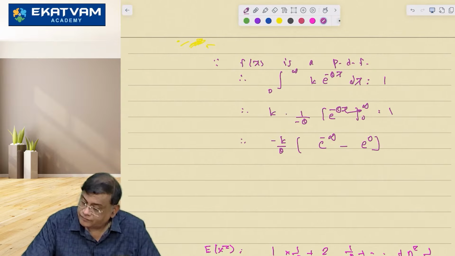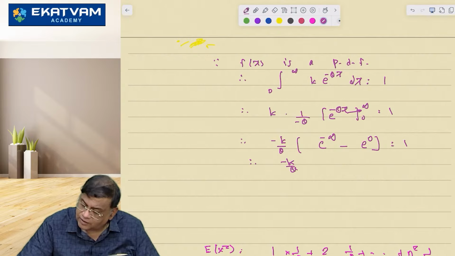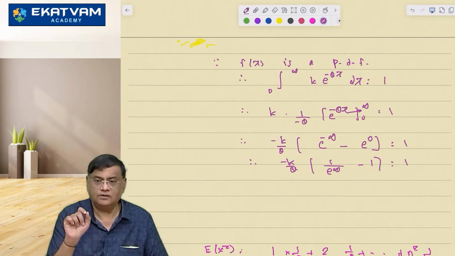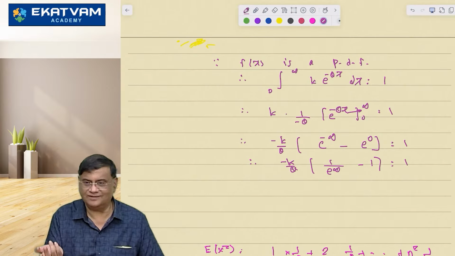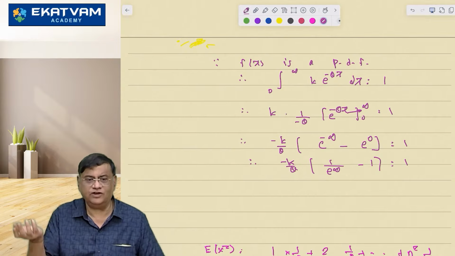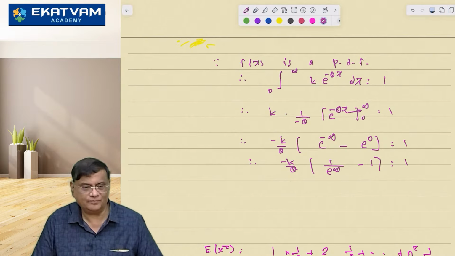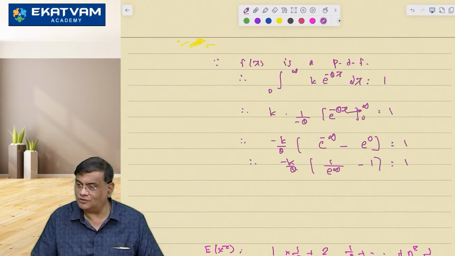But remember, therefore, minus k by theta, this should be equal to 1. Minus k by theta, it will be 1 upon e raised to infinity minus 1 should be 1. Just a minute, look. What is e? 2 point something. Now that raised to infinity is infinity. See, 2 raised to infinity is infinity. And 1 upon infinity, 1 upon a very big number is 0. 1 upon 1 lakh is 0. So 1 upon a very big number is 0.